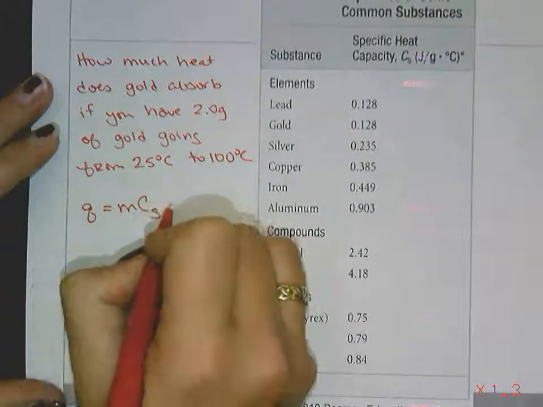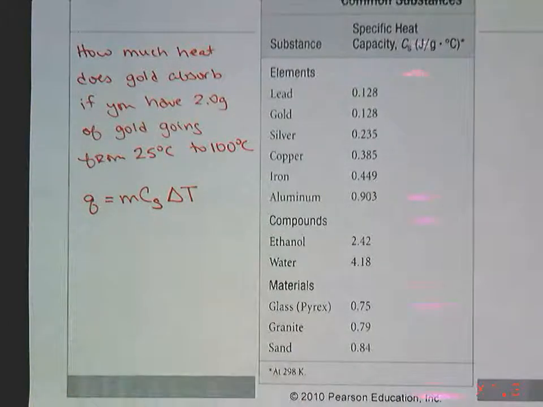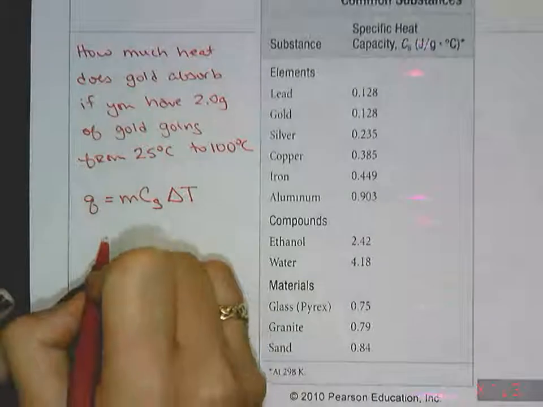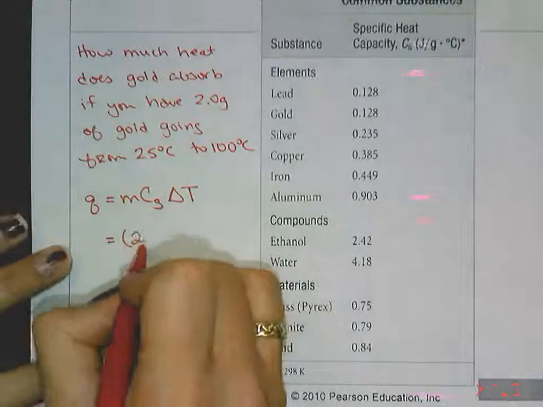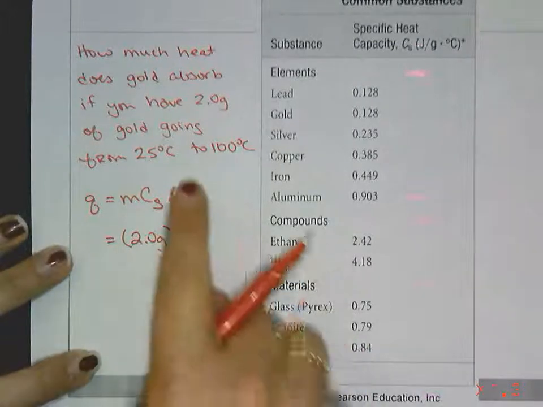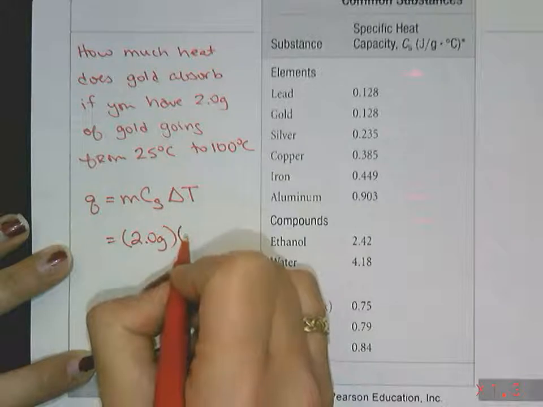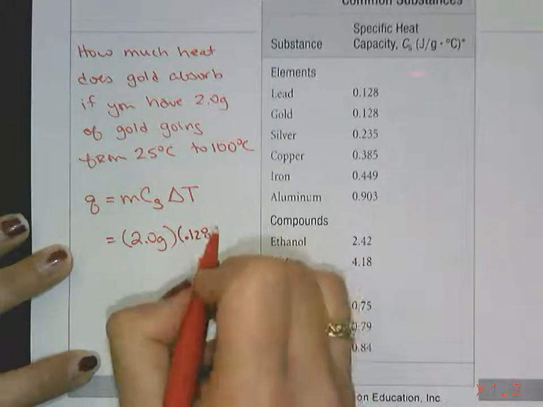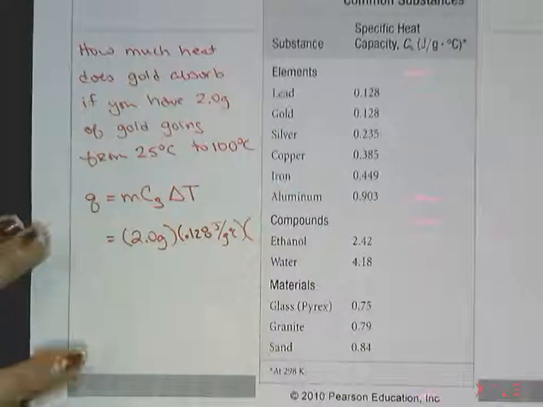All right, so of all these variables, which one am I looking for? If I'm looking for heat, which variable is that? Q, right, I'm looking for Q. So what is the M in this equation? 2. And then Cs, I would go over here to the table. 0.128 joules per gram degree Celsius. And then what would delta T be for this? 75.